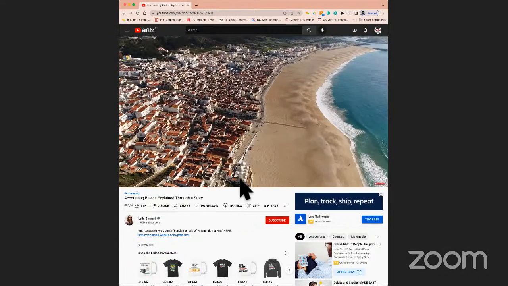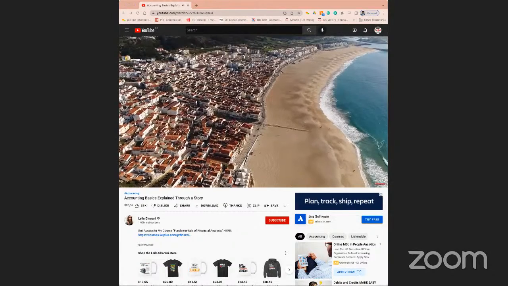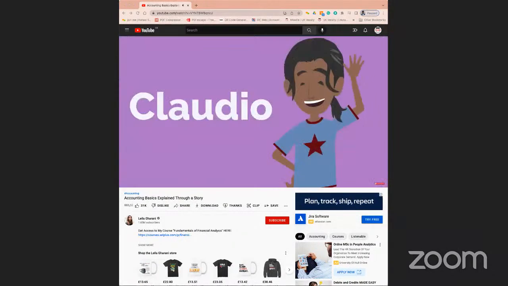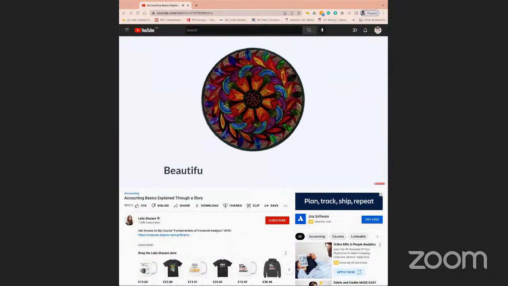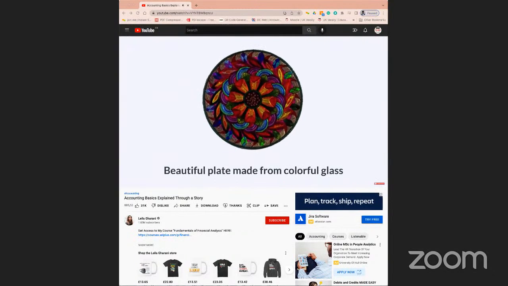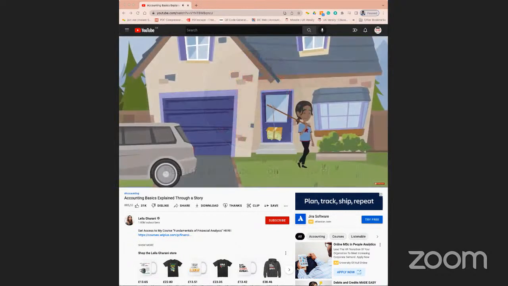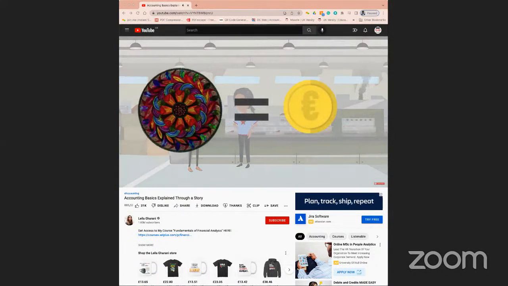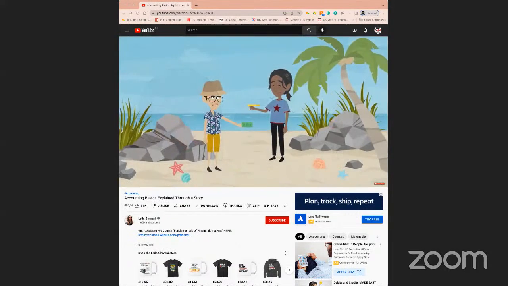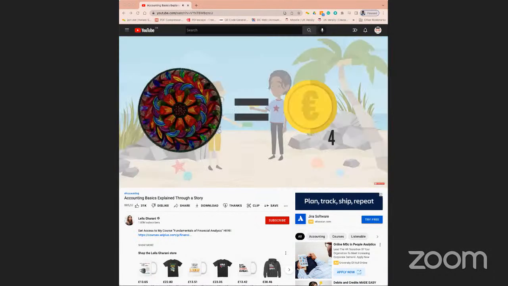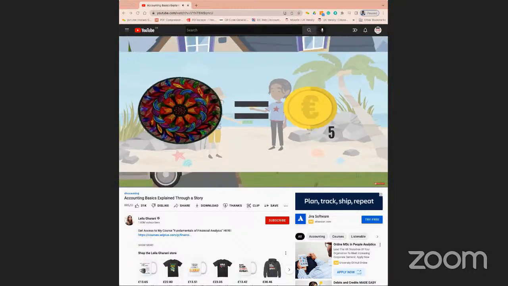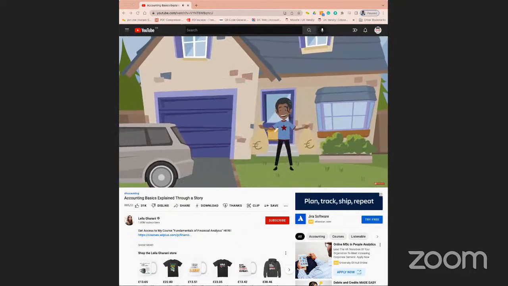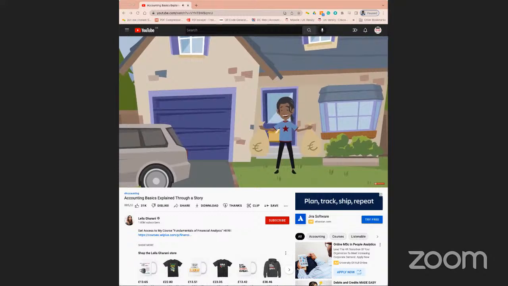which is also one of my favorite places. A nice beach city where a man called Claudio is selling souvenirs to tourists. He only sells one item, a beautiful plate made from colorful glass. In the morning, he leaves his home with 100 euros and goes to the manufacturer of the souvenir. Each plate costs €1. So Claudio buys 100 pieces with his 100 euros. He walks to the beach and sells the plates to tourists for €5 a piece. And by noon, he's sold out. He goes home happily and repeats the same process the next day.